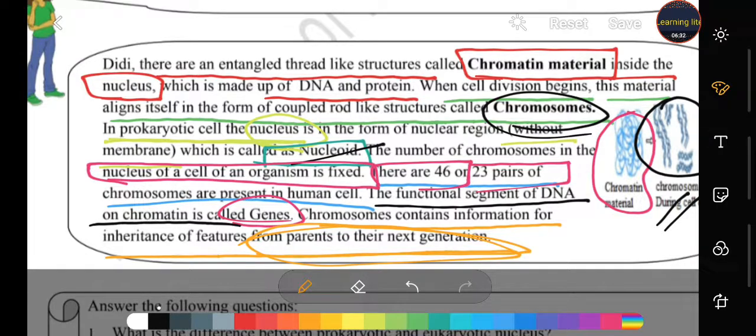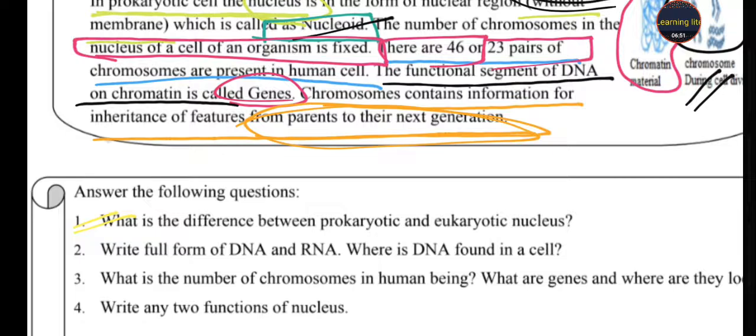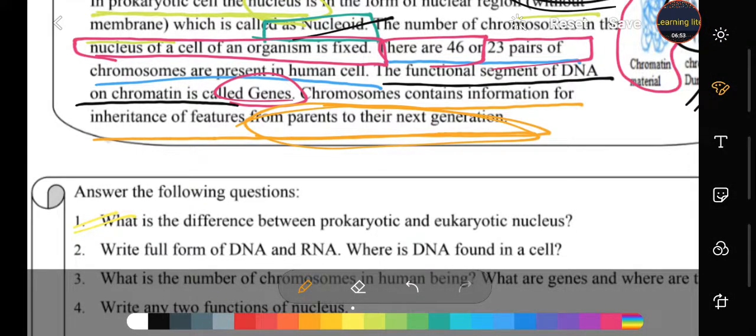What is the function of chromosomes? They tell us about inheritance. Inheritance means the transfer of parental characters to the offspring. Now let's move to the exercise. What is the difference between a prokaryotic and eukaryotic nucleus? So students, we discussed it. Prokaryotes carry a primitive nucleus and eukaryotes carry a nucleus with a membrane. Prokaryotes only have one chromosome and eukaryotes have more than one chromosome.